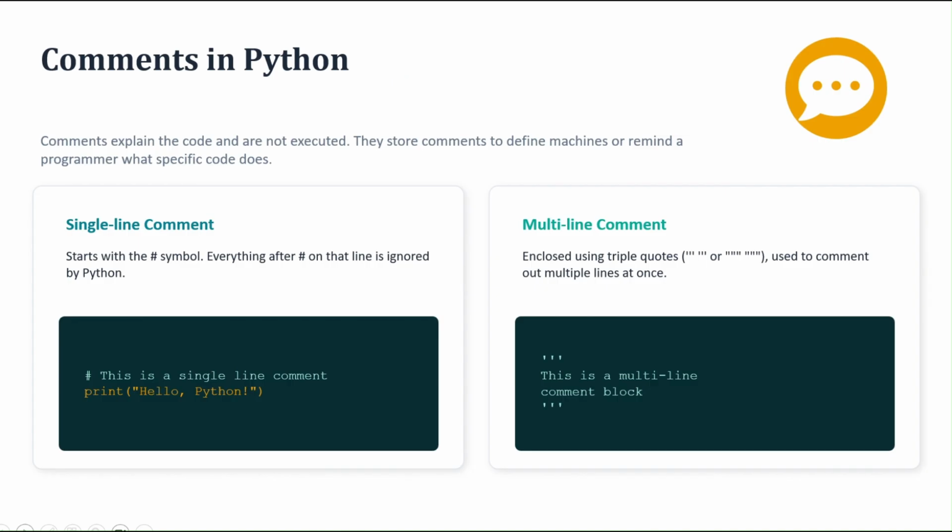Okay, comments? Super simple but super important. Comments are lines in your code that Python completely ignores. They're just for you or whoever reads your code to understand what's going on. Single line comments. Just put a hash symbol at the start. Everything after the hash on that line is ignored. Multi-line comment. Use triple quotes, either single or double. Great for commenting out big blocks of code or writing descriptions. Pro tip: always comment your code. Future you will thank present you.